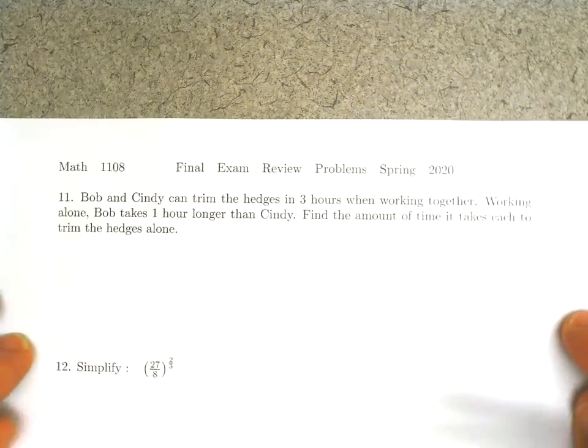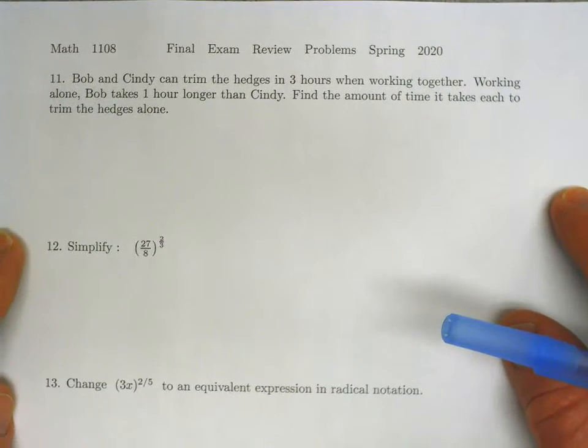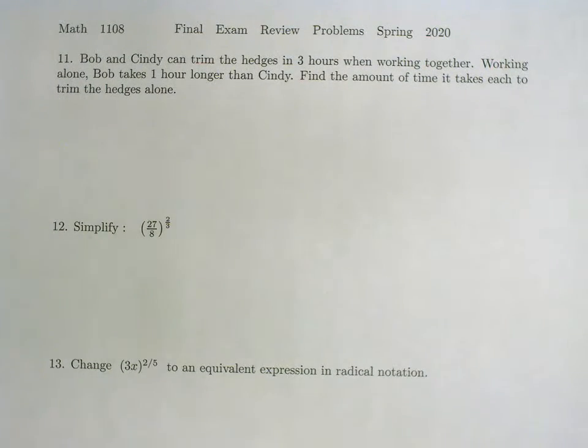Okay, and now we have an application problem. Bob and Cindy can trim the hedges in 3 hours when working together. Working alone, Bob takes 1 hour longer than Cindy. Find the amount of time it takes each to trim the hedges alone.